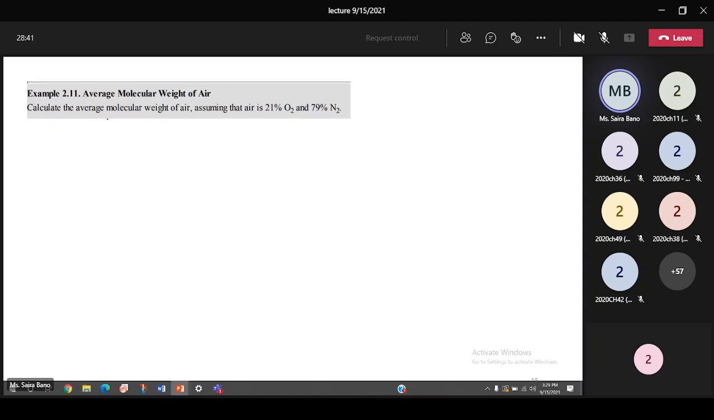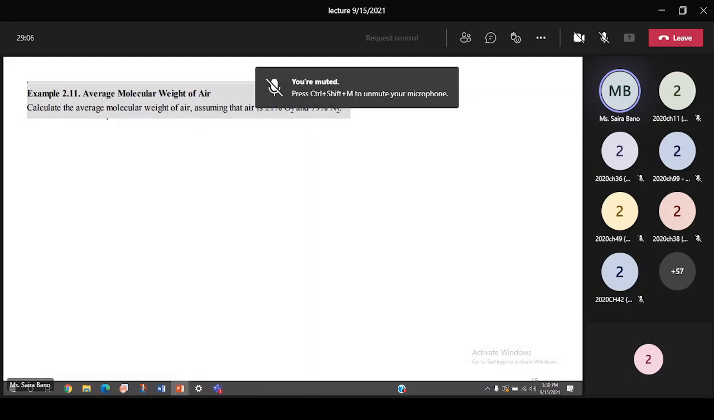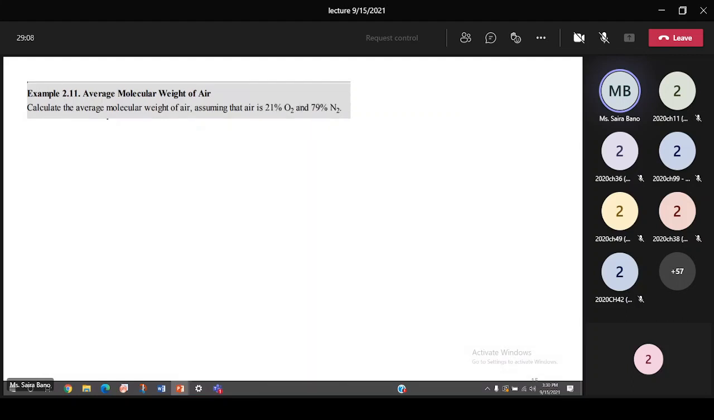You have to take some basis. Firstly, since it is a mixture of gases, the basis will be in moles. Either in gram moles you can take or pound mole also. Both will work. So 1 gram mole of air you take as basis, and then you calculate the moles of oxygen, and find the moles of nitrogen, okay, and then you convert them into their masses.